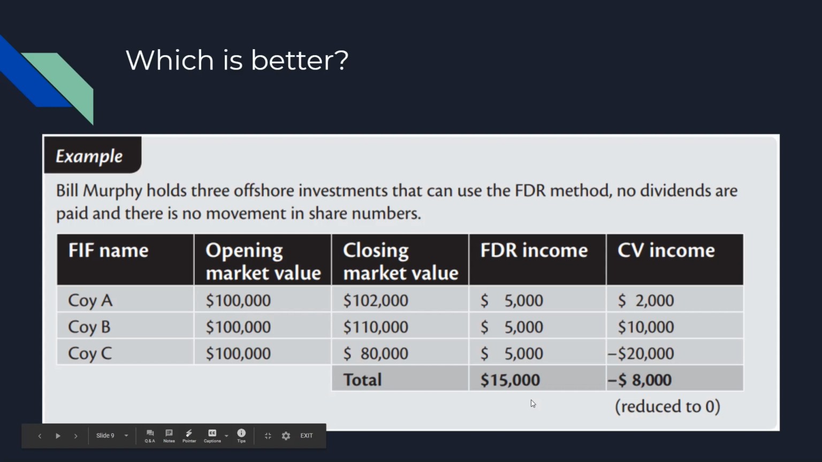Whereas if you use the CV income method, he's actually taking a loss over the combined investments that he made. So it is actually reduced to zero. So he's not actually paying taxes because he's taking a loss.